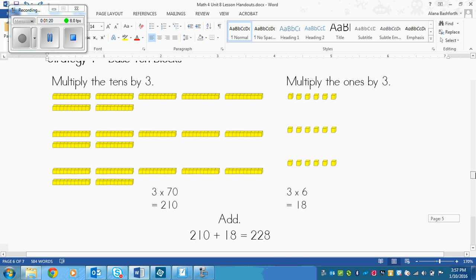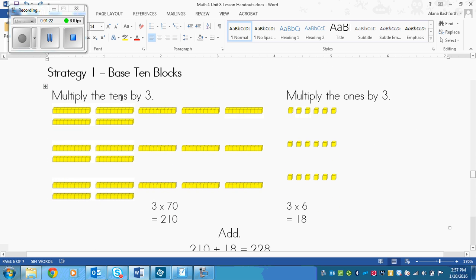Here it is. So the first thing that we want to do is multiply the 10s by 3 and multiply the 1s by 3. I've got 76 across 3 times. See, I've got 10, 20, 30, 40, 50, 60, 70. 1, 2, 3, 4, 5, 6. So there's 76 once, twice, and 3 times. Now this is the most visual way to do this.